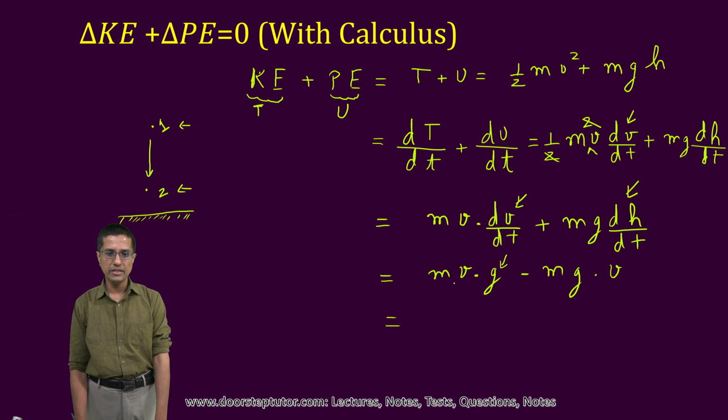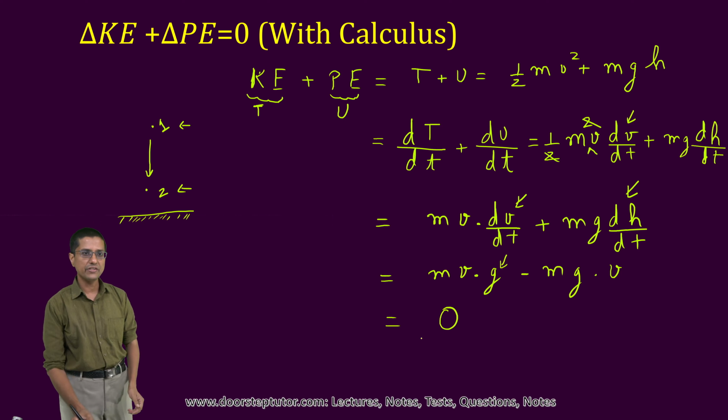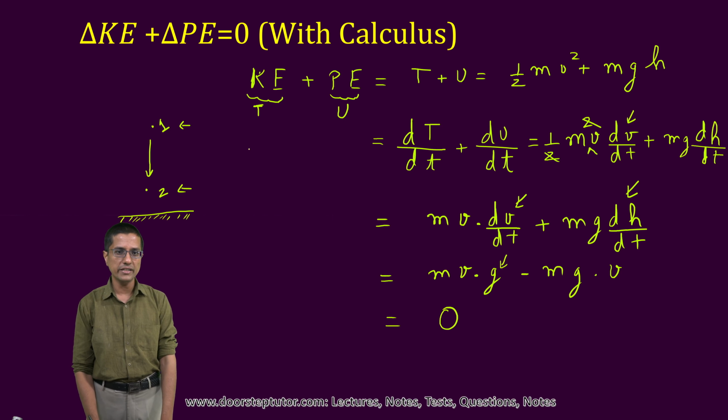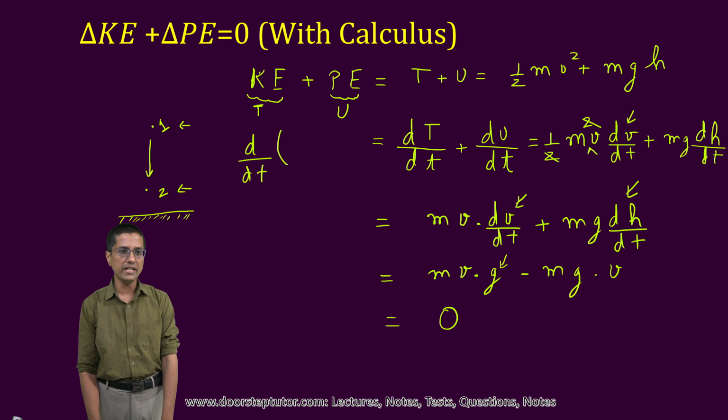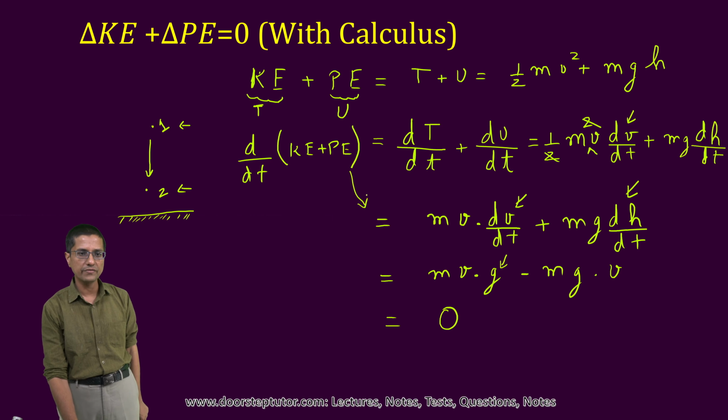And of course this mgv and this is mgv, so these cancel out and the answer comes out to be 0, which we would expect. This is the change. Okay, so this is essentially d/dt of kinetic energy plus potential energy, the rate of change of energy, and this comes out to be, as we said, 0.